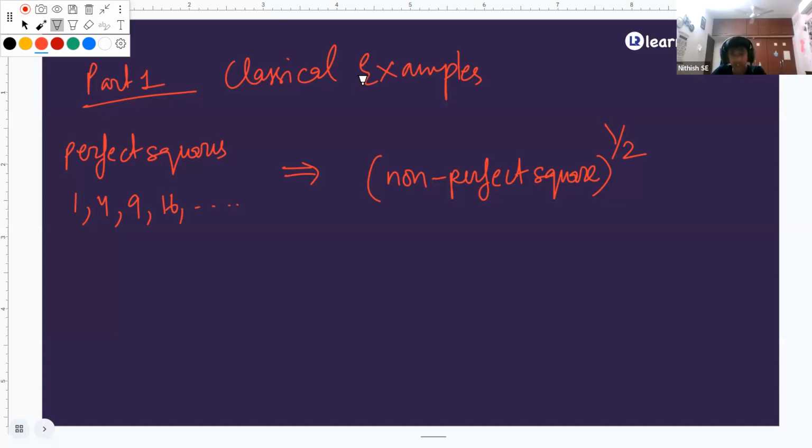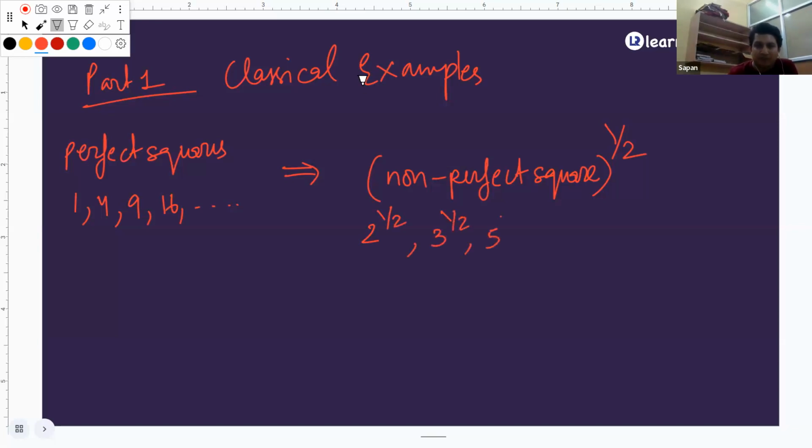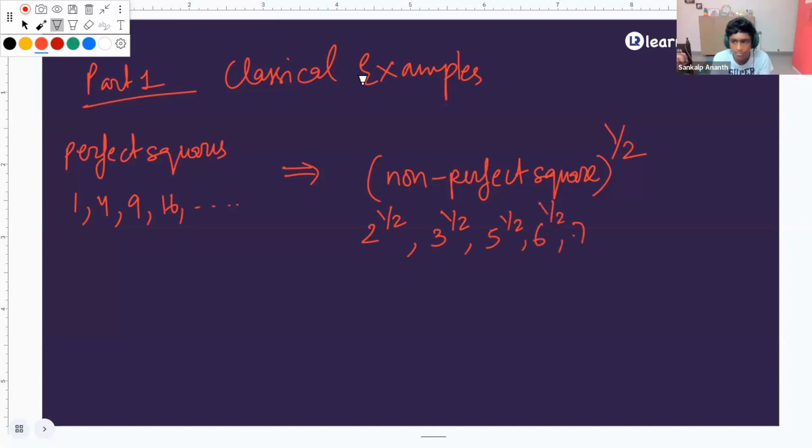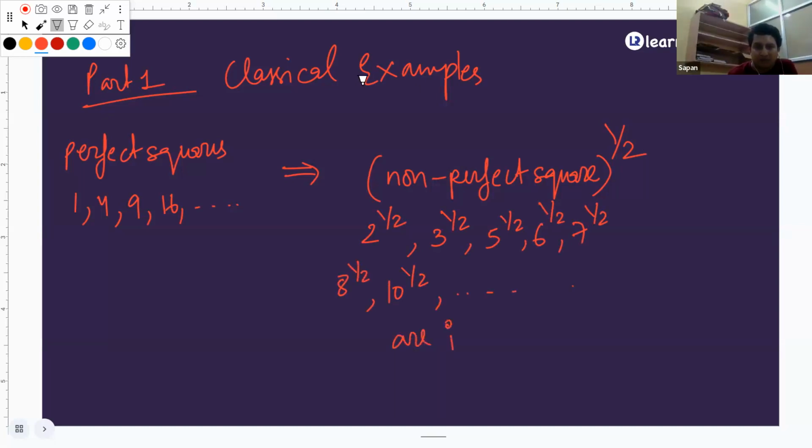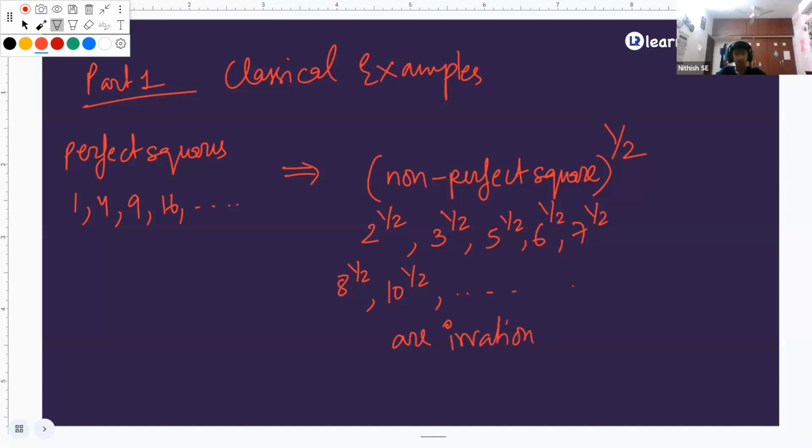Is the square root of 10 just 5, sir? How is 5 times 5 equal to 10? No, 10 is not even a perfect square number. So 2 power 1 by 2, 3 power 1 by 2, 5 power 1 by 2, 6, 7, 10, 11, 8 power 1 by 2. All of them are irrational numbers. Yes, sir.